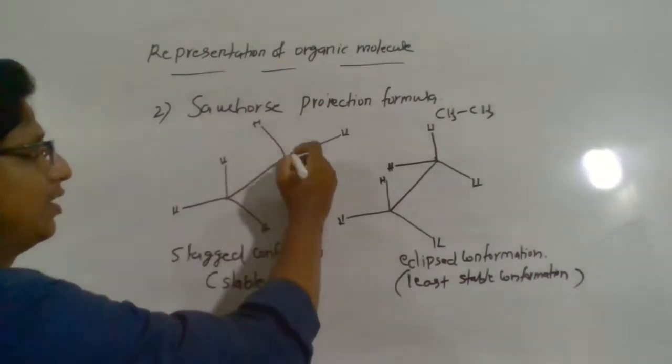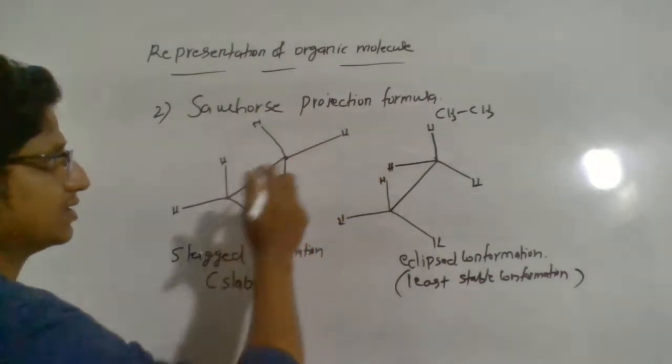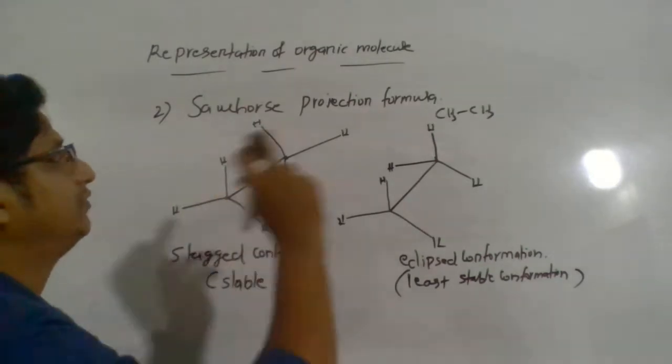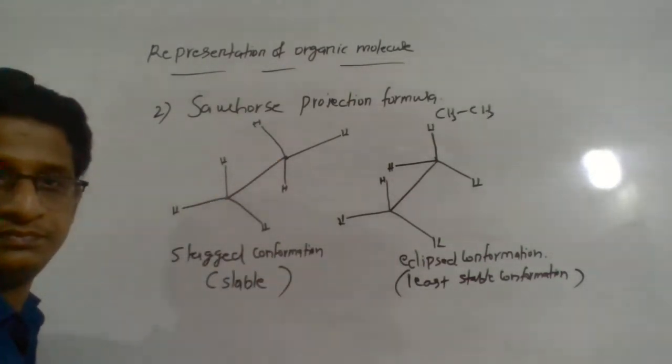Where remember, carbon-hydrogen bonds always maintain a bond angle of 120 degrees. That's how we generally represent a sawhorse projection formula.